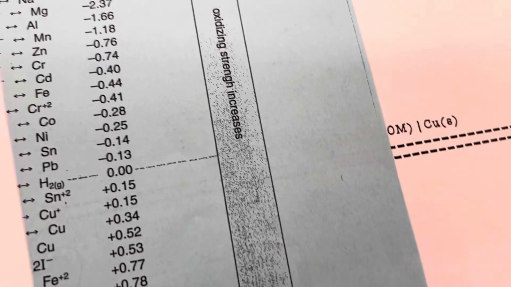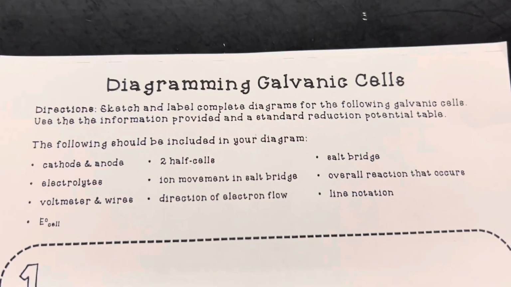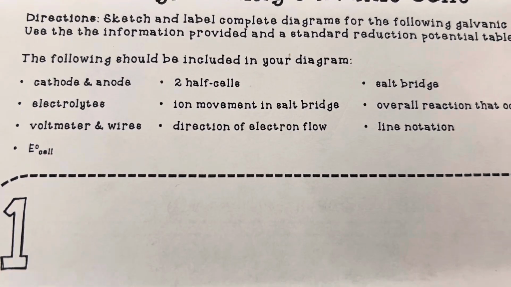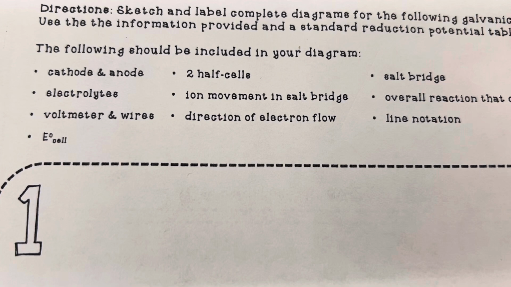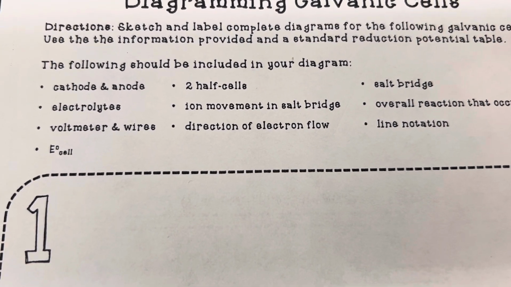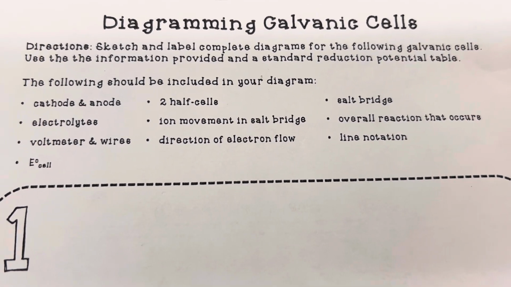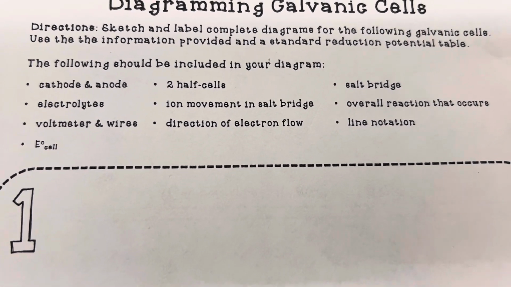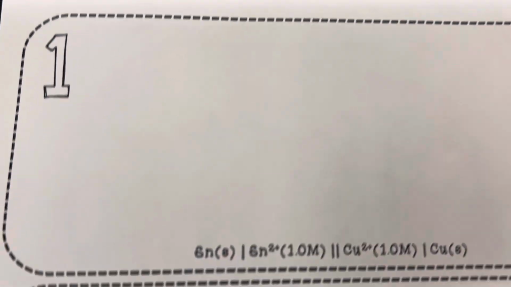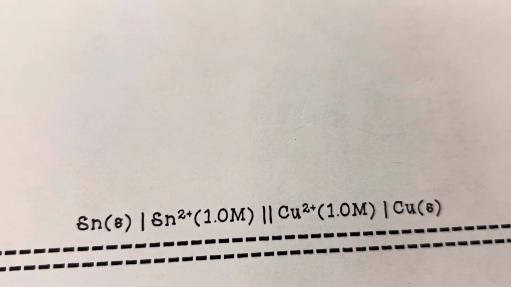So after we do a little bit of that, I'm then going to give them this white handout here called Diagramming Galvanic Cells. The vocabulary of cathode, anode, voltmeter, wires. We're going to work with those in the lab. 2 half cells, ion movement, direction of flow, salt bridge, overall reaction, and line notation. The line notation is talking about down here, but how do we write our final answer?